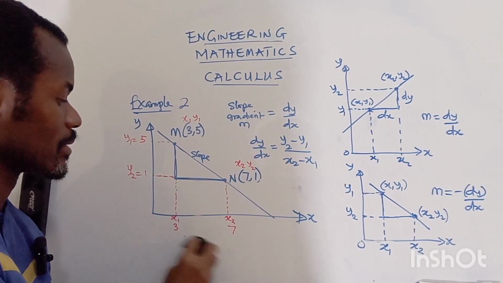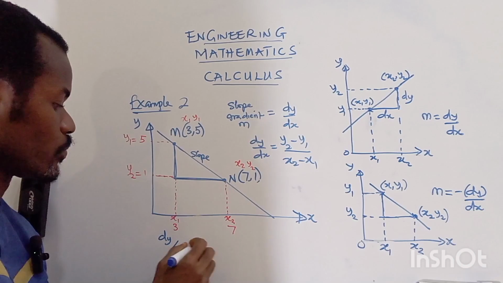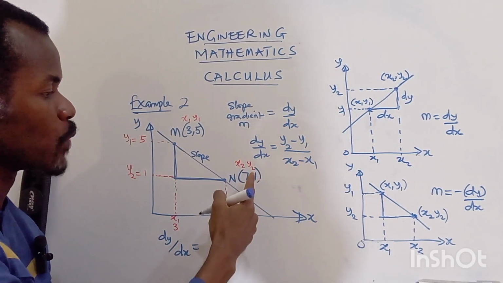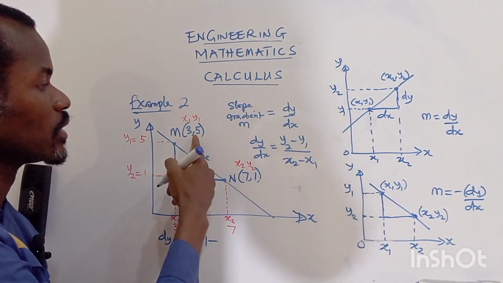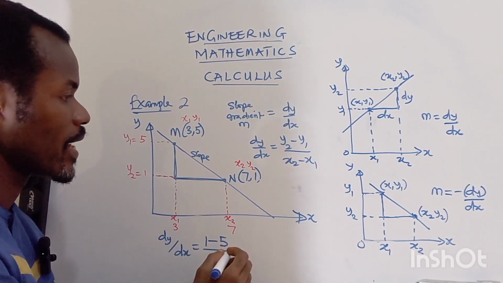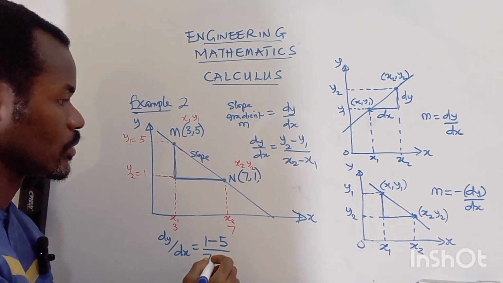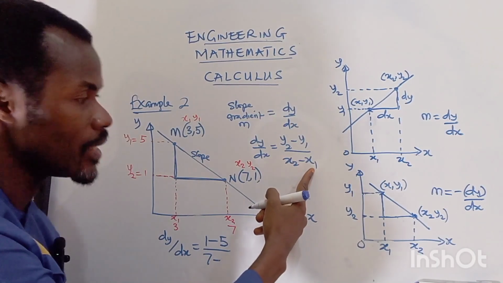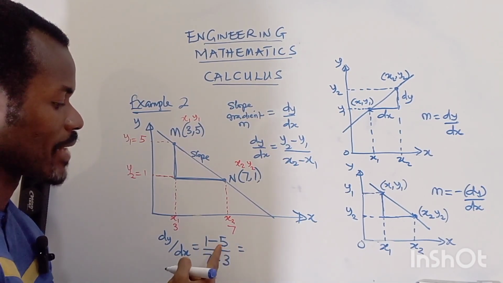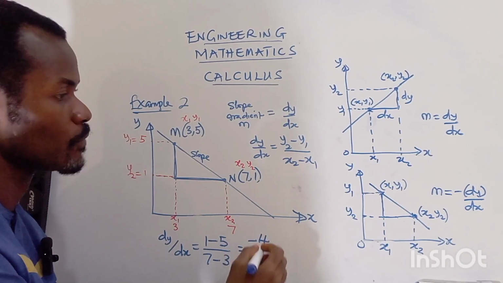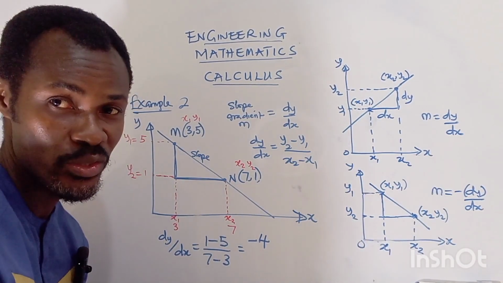So let's substitute. Our dy over dx is going to be: our y2 is 1, so we have 1 minus our y1, which is 5, divided by our x2, which is 7, minus our x1, which is 3. If we solve this, 1 minus 5 is going to give us minus 4. So that is why we have a negative value there at the numerator.